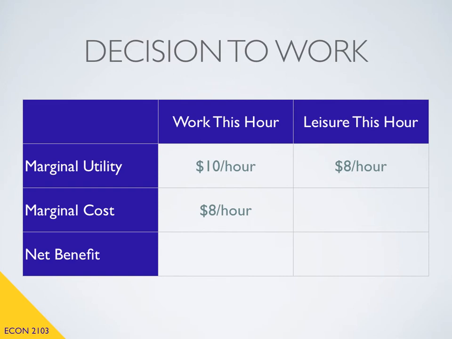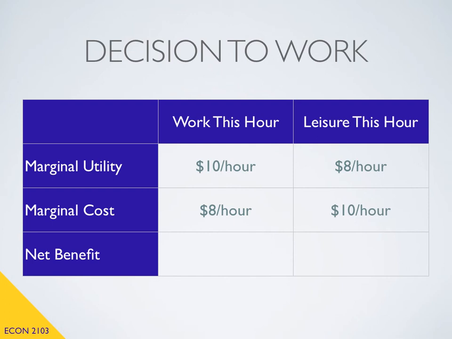What about the marginal cost for leisure? Well, if we choose to leisure, then we're not working. And if we're not working, we're not getting the additional happiness that that work could have generated. How much was that additional happiness? Well, for this person, we said that that additional happiness was $10 for that hour of work.